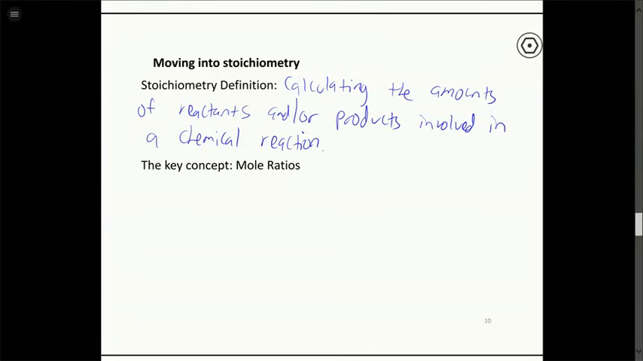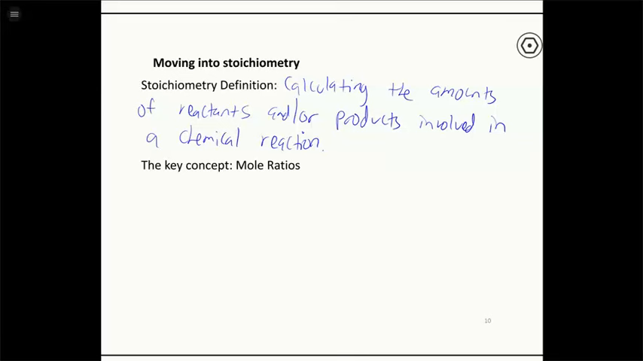And the key point is that if we know the amount of one substance that's involved in a chemical reaction, either a reactant or a product, we can calculate the amount of another substance that's going to participate in that same reaction, either as a reactant, or, if it's a product, how much of that would form as a product. Now, the key concept to doing stoichiometry is mole ratios.